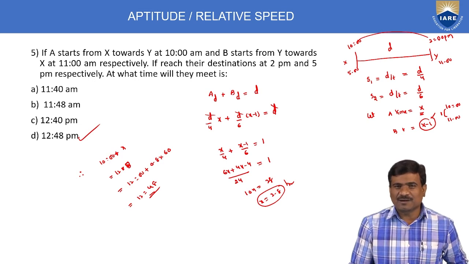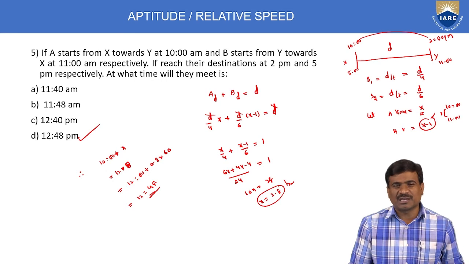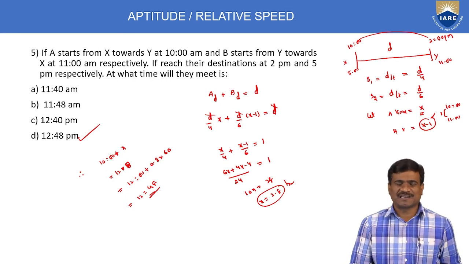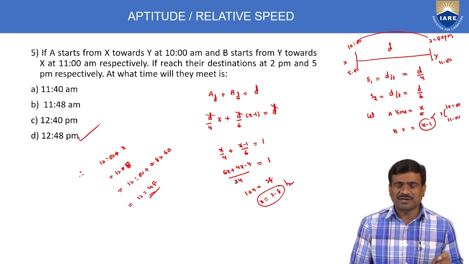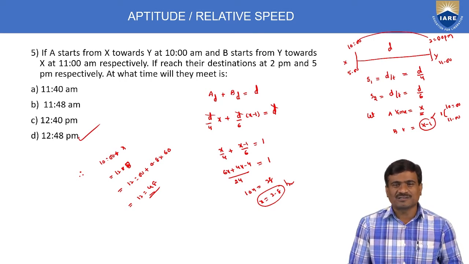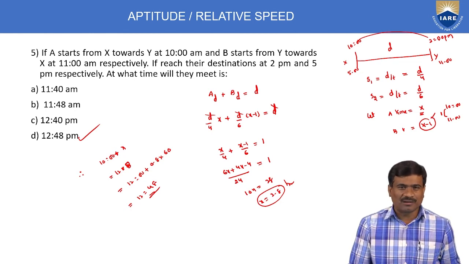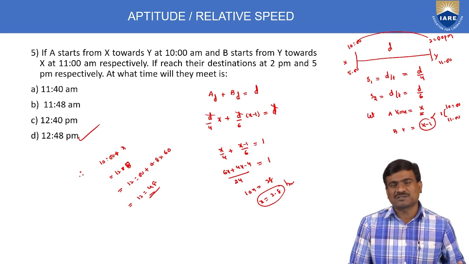Next, the fifth example method. In the previous example, A and B starting time was the same, so we applied the shortcut procedure, T1 into T2 by T1 plus T2. Here the shortcut method is not applicable because A starting time is 10 o'clock and B starting time is 11 o'clock. That method is not applicable. Just apply the general procedure.